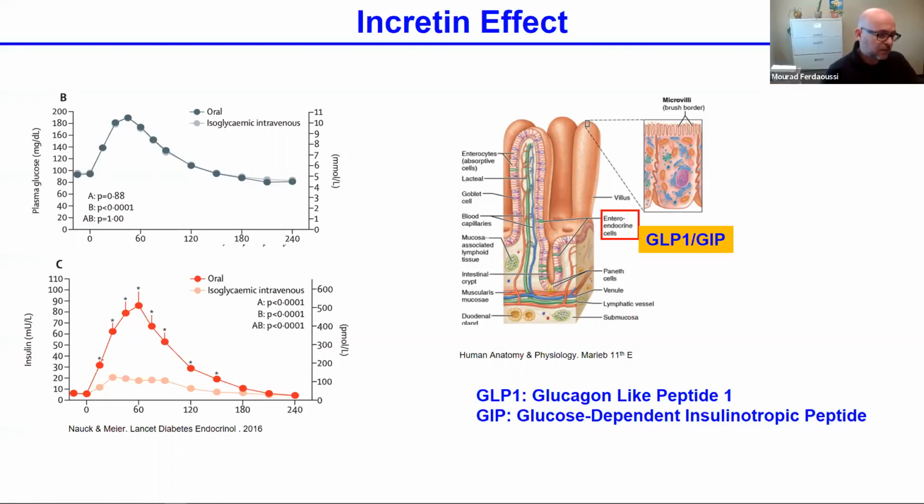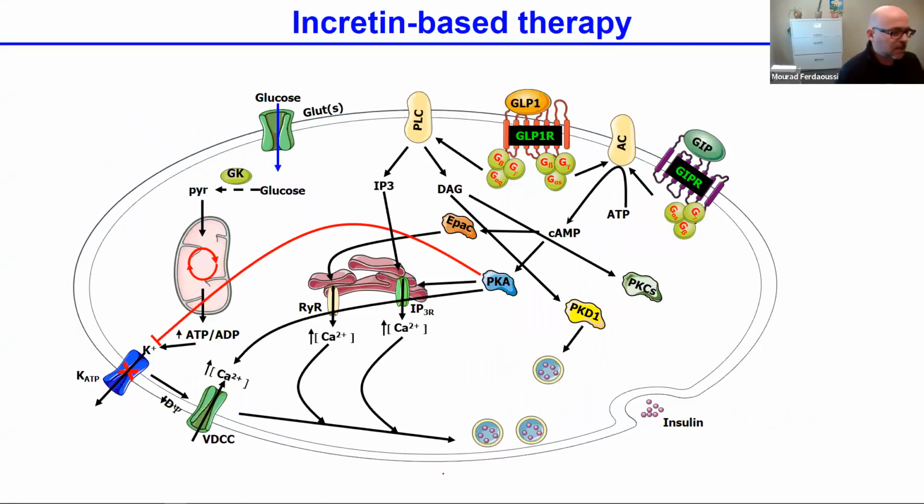So this potentiation of insulin secretion, what we call the incretin effect, actually is dependent on this GLP-1 and the GIP. I will take you back a little bit again to the beta cells and see how GLP-1 and the GIP work to potentiate the insulin secretion. This is a little bit complicated, but I will try to explain it step by step. Basically, GLP-1 and the GIP are agonists of two receptors, the GLP-1 receptor and the GIP receptor, which are G-protein coupled receptors.